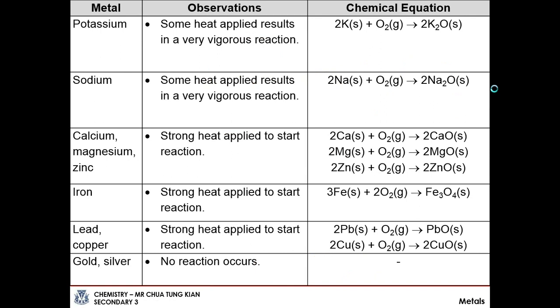So just now we covered the reaction of the metals with water. We now move on to the reaction of the metals with hot air. What is the main thing in hot air which reacts? It is actually oxygen. If you take a look down the series, you only need to apply some heat for potassium because it is really reactive and you get a very, very vigorous reaction. So K plus O2 gives you K2O, potassium oxide. As you go down the series, the intensity of the reaction decreases. You need more heat to start the reaction. Eventually, when you reach gold and silver, no reaction takes place.